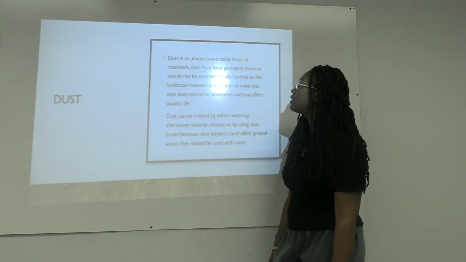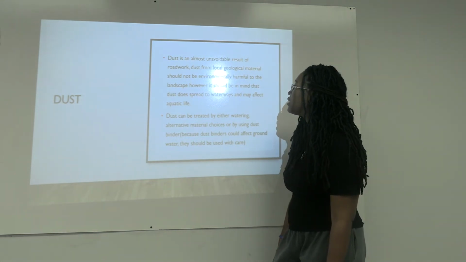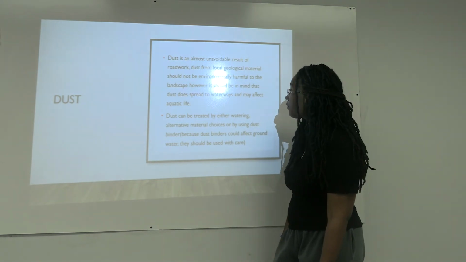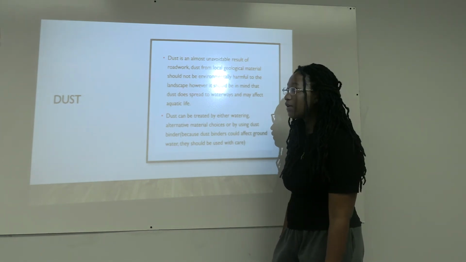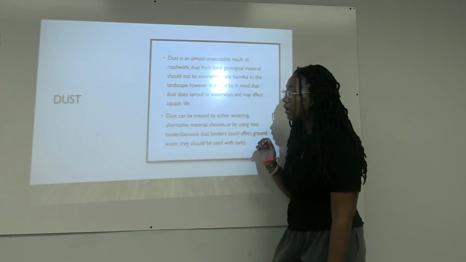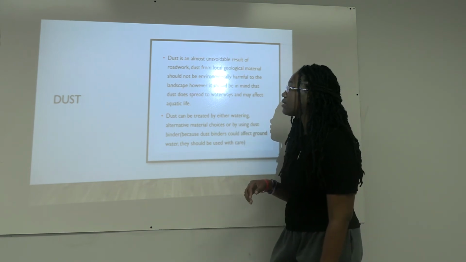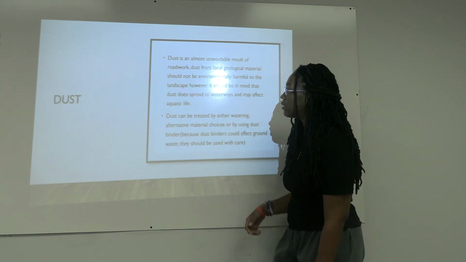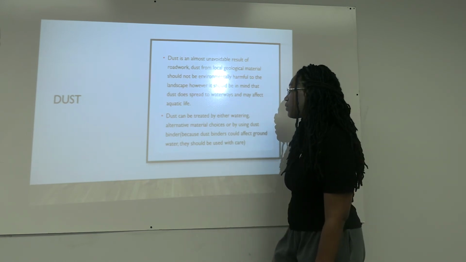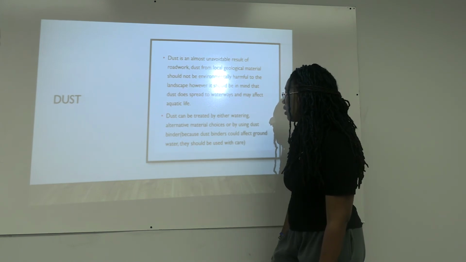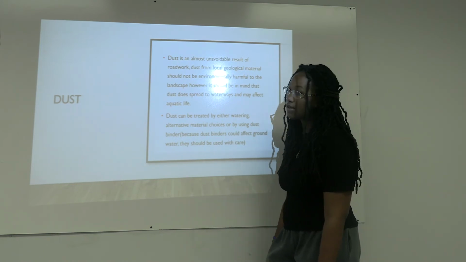Dust. Dust is an almost unavoidable result of road work. In most cases, dust is caused from geological material, and it should not be environmentally harmful to the landscape. However, it should be kept in mind that dust does spread to waterways and may affect aquatic life. When driving back and forth, dust can be lifted from the ground into the air and be pushed into waterways, which can cause a reaction in the oceans and cause aquatic life to be affected negatively by said dust. Dust can be treated by either watering, alternative material choices, or by using dust binders. And because dust binders could affect groundwater, they should be used with extra caution and care.